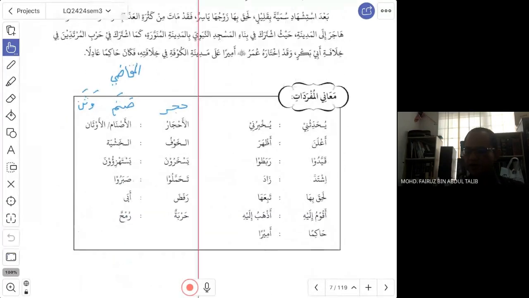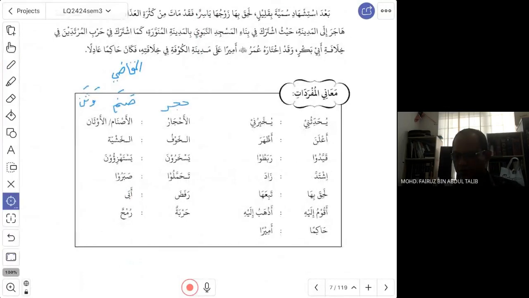معاني المفردات, the meaning of the vocabularies. So I've gone through some of them. يحدث, okay, يخبر, to tell me. أعلن, أظهر, to show, to display, to declare. أعلن al-Islam, to declare their Islam. قيدوا, ربطوا, قيدوا is to tie. اشتد in the text, it refers to something becomes serious, you say ishtadda. Something when it becomes severe, you say ishtadda. Okay, when it becomes extreme, you say ishtadda.